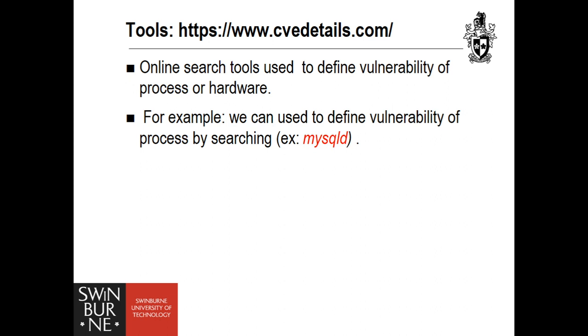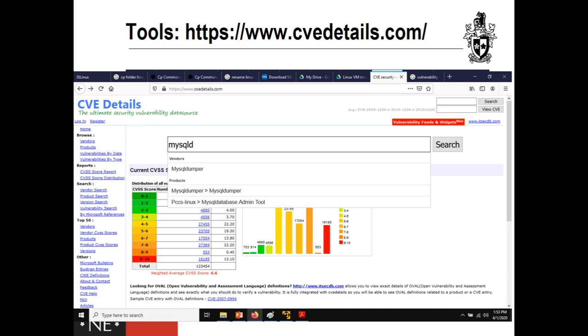So these tools we can get from www.cvedetails.com. Basically, it's an online search tool that is used to find vulnerabilities of processes and hardware. For example, we can use this tool to find vulnerabilities of a process by searching MySQL. So this is an example of the tool, cvedetails.com.